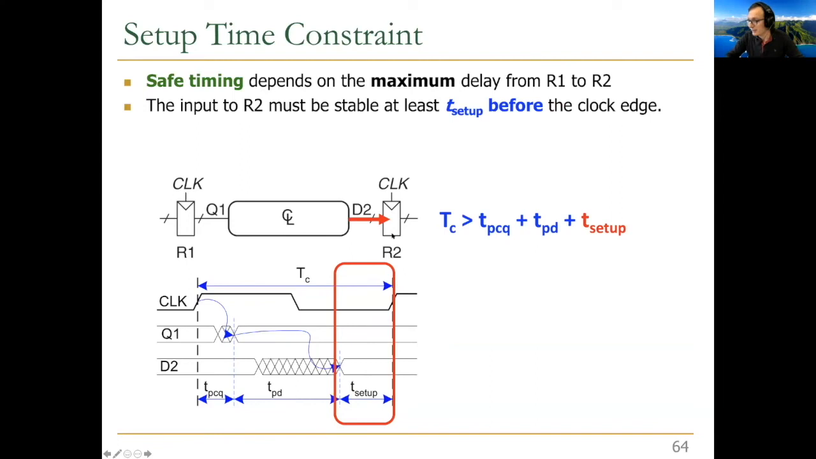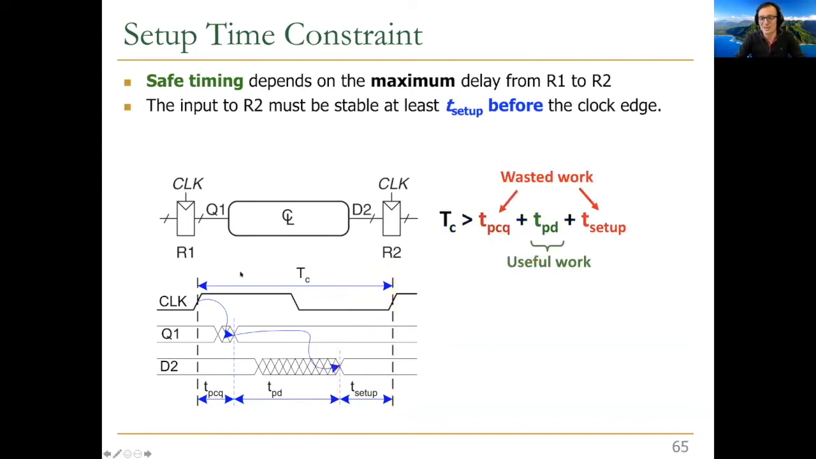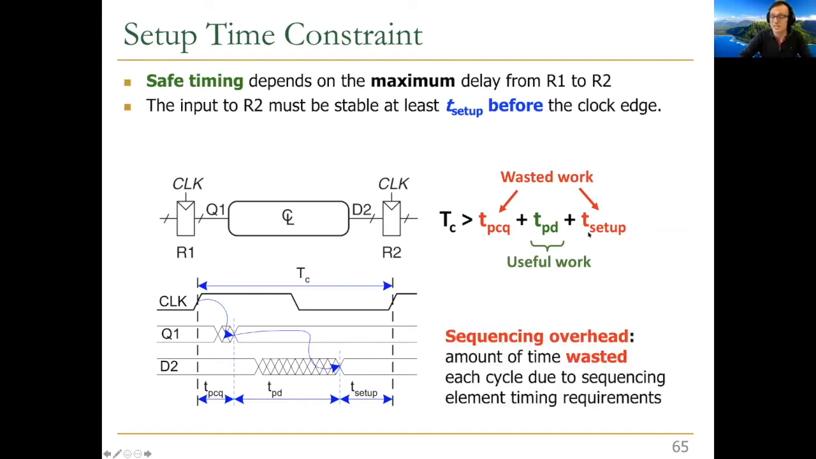Okay. So basically, as you can see, the useful work over here is really the combinational logic, right? Assuming that you optimize it, of course, right? You may waste a lot of delay over there also if you didn't optimize it. But assume that this is useful work. The TPCQ and setup times are completely wasted work, and we call that the sequencing overhead.